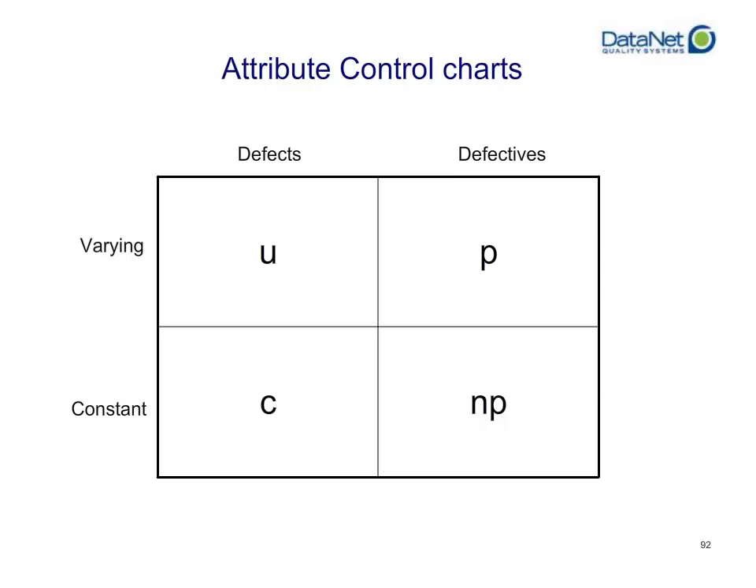You do not want to get into a situation where you are using an NP chart with a varying lot size. Your control limits will be meaningless. You don't want to use a U chart when you're counting defectives, and you certainly don't want to use a P chart when you're counting defects.